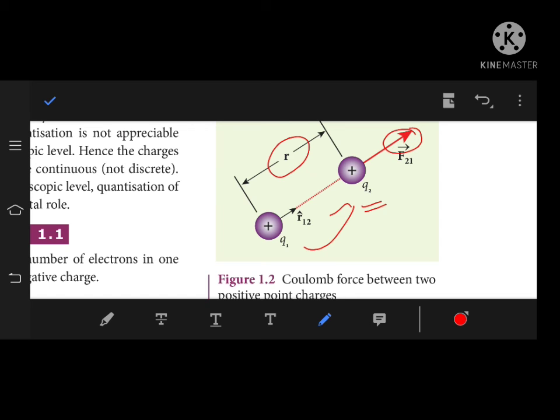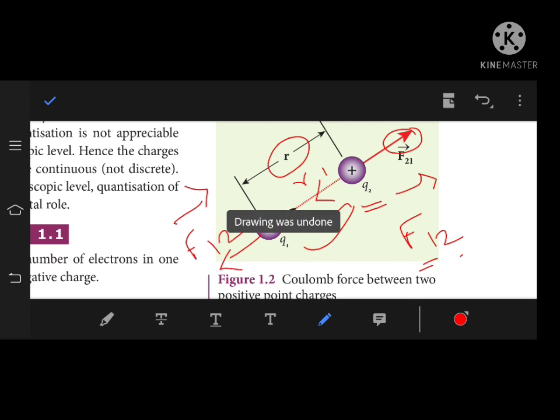Similarly, we can draw the F12 vector. What is meant by the F12 vector? The force on charge 1 due to 2. So it is also in the outward direction. That is our F12 vector. For this F12 vector, the r21 vector is along this direction. So this is the r21 cap, the direction of r21 cap.